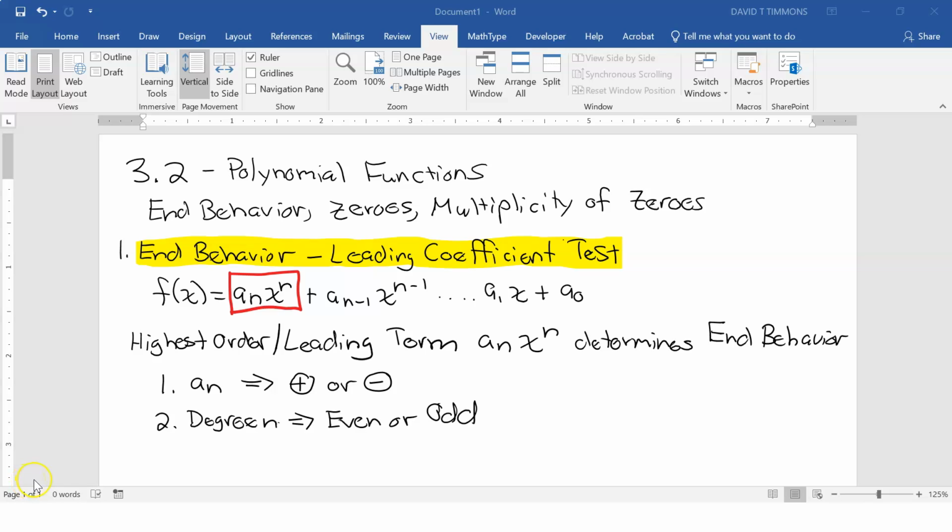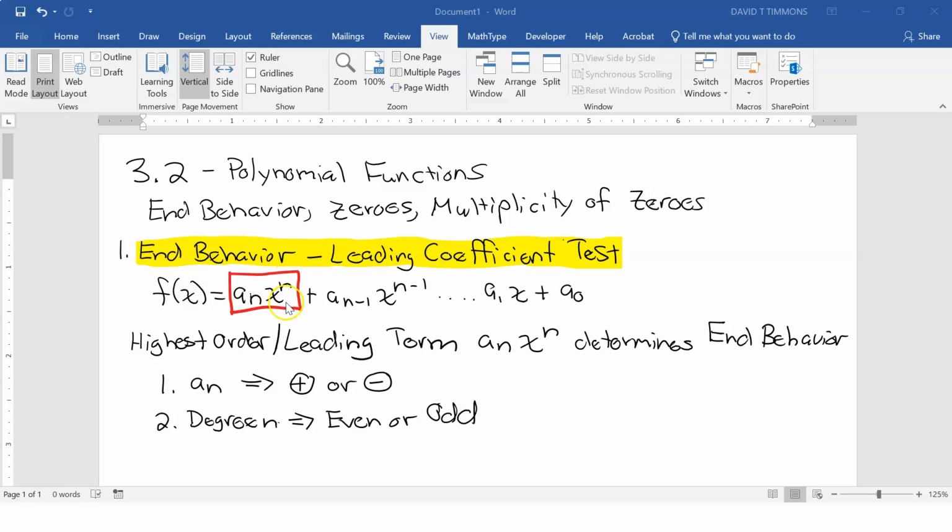In section 3.2, we're going to start looking at polynomial functions and their graphs. We're going to look at some individual concepts, and then we'll put all those concepts together to graph at the end of the chapter. So the first thing we're going to look at is the end behavior of a polynomial function. And the text also will call this the leading coefficient test. And this is the behavior of the function as x goes to positive or negative infinity.